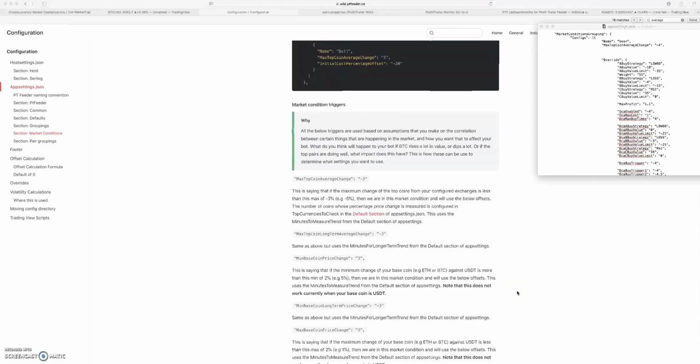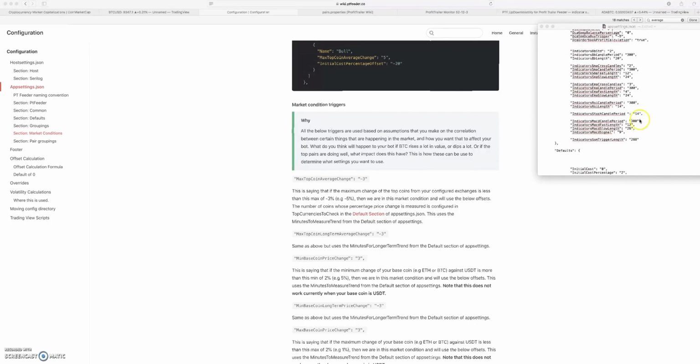All right, so basically the max top coin average change is set, in my case, at -4. This is basically saying that if the maximum change of the top coins from your configured exchange is less than this max, for my example -4, then we are in this market condition and we'll use the below offset. The number of coins whose percentage price is measured is configured in the top currencies to check section up at the top.